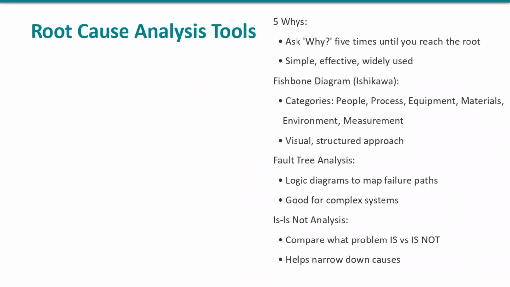Fishbone diagram, also called the Ishikawa, categorizes causes into people, process, equipment, materials, environment, and measurement. It's a visual, structured approach. Fault tree analysis uses logic diagrams to map possible failure paths and is good for complex systems.